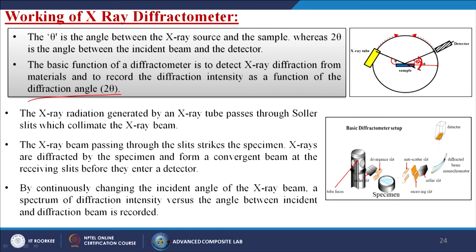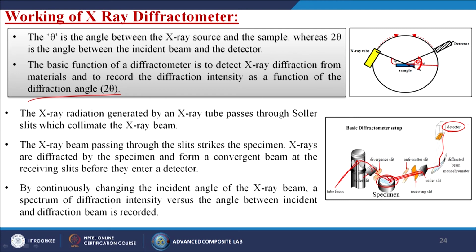The X-ray radiation generated by an X-ray tube passes through solar slits, which collimate the X-ray beam. Here the focusing is going on, and then it comes through the solar slit and falls onto your specimen. Then we have some anti-scatter slits through which the diffracted beam goes, and then again a solar slit, through which it goes to a diffracted beam monochromator, and from that it goes directly to the detector itself.